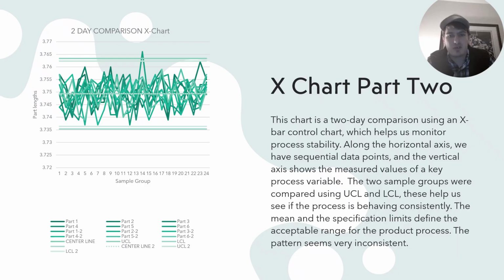The two sample groups we have were compared using the upper control limit and the lower control limit. These help us see if the process is behaving consistently or if it's behaving erratically. The mean and the specification limits define the acceptable range for the product process. The pattern seems very inconsistent in this X chart for part two.